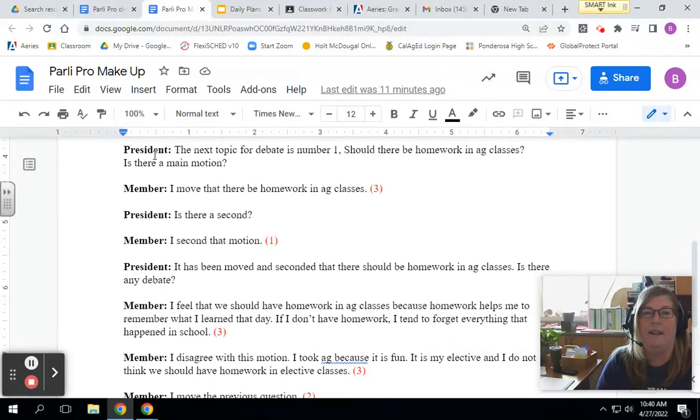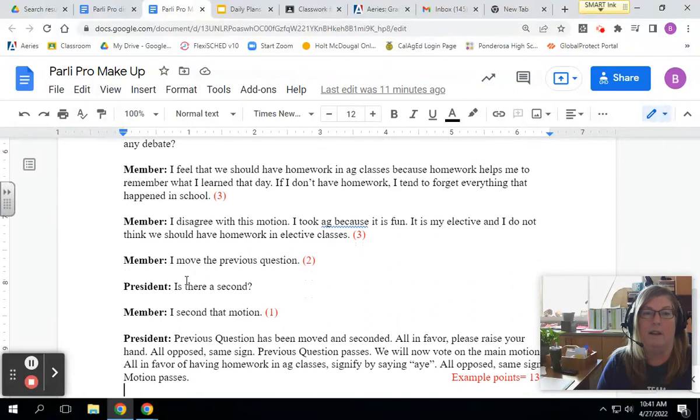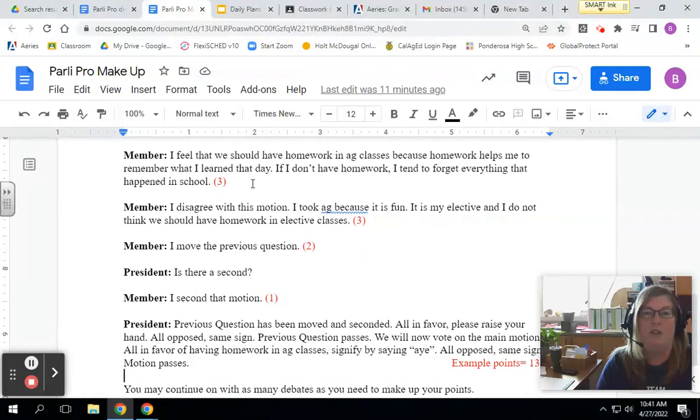The president would say, the next topic for debate is number 1. Should there be homework in ag classes? Is there a main motion? Member says, I move that there be homework in ag classes. Is there a second? I second that motion. Someone different agrees, right? President, it has been moved and seconded that there should be homework in ag classes. Is there any debate? A member says, I feel that we should have homework in ag classes because homework helps me to remember what I learned that day. If I don't have homework, I tend to forget everything that happened in school.